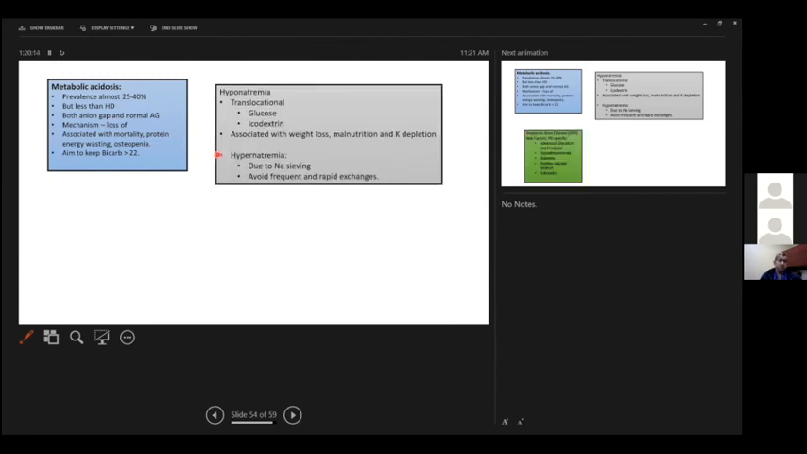Hyponatremia is possible because of the high glucose levels, and it's because of the icodextrin, and is associated with weight loss, malnutrition, depression, depletion. And you can have hypernatremia due to the sodium, which usually happens because of the rapid exchange. So avoid using a rapid exchange.